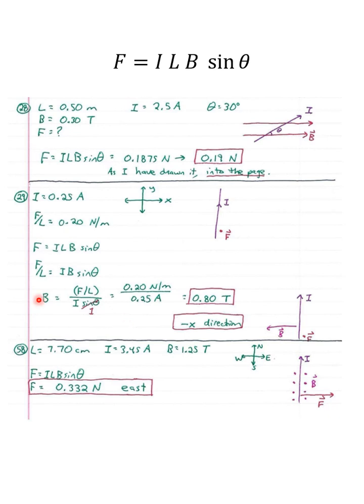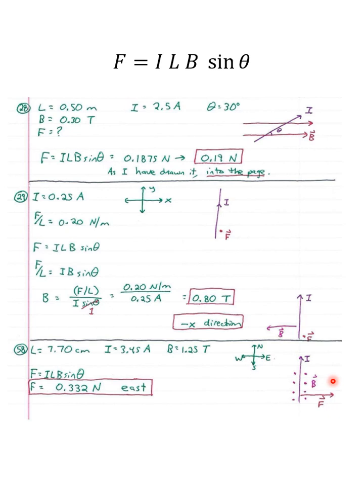Let's also look at number 58. It says a 7.7 centimeter length of straight wire runs horizontally along a north-south line. So there, I've drawn it with the compass directions along the north-south line. The wire carries a 3.45 ampere current flowing northward through a uniform 1.25 Tesla magnetic field directed vertically upward. So I've drawn the magnetic field coming out of the page.